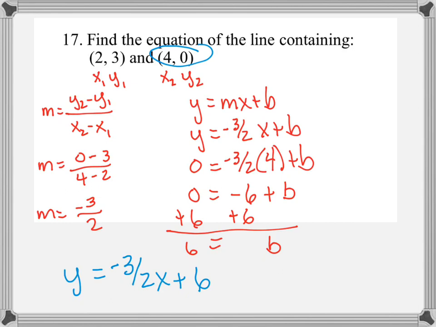So substituting that back into that equation, we have y equals negative 3/2 x plus 6. And that is the equation of our line.